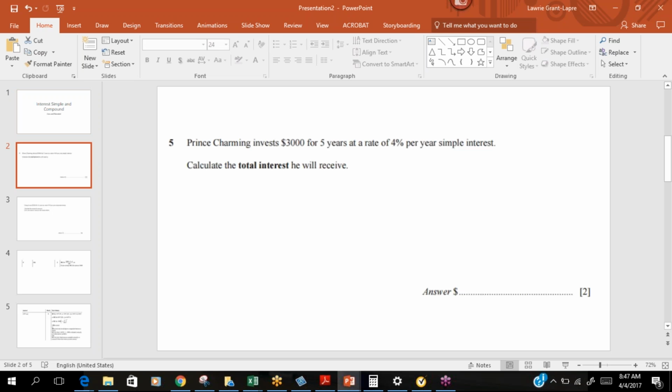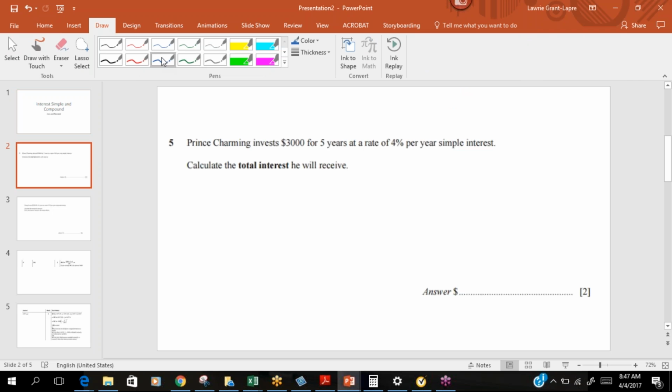So this question says that Prince Charming invests $3,000 for 5 years at a rate of 4% per year, simple interest. Calculate the total interest he will receive. So we want the total interest. Now there is a formula for simple interest, which is principal times the rate times time. Now the principal we're investing is $3,000.